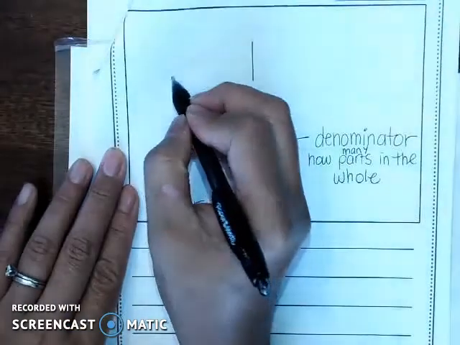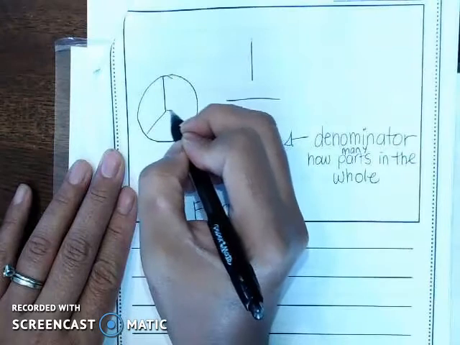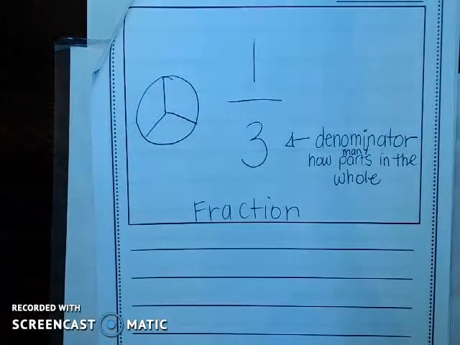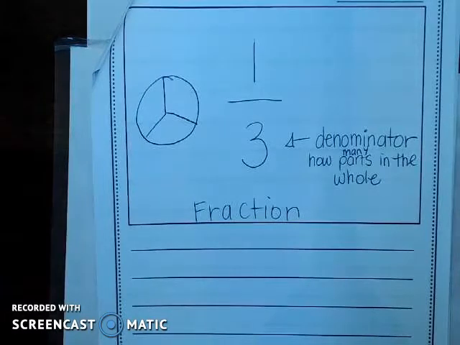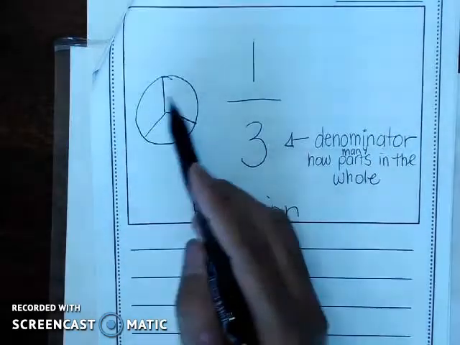On this side here, I'm going to draw a circle that is divided into 3 parts. Now you can choose to do a rectangle or a square, any shape that you want, just as long as you cut it into equal parts. 3 to be exact, because our denominator says that there are 3 equal parts. 1, 2, 3.